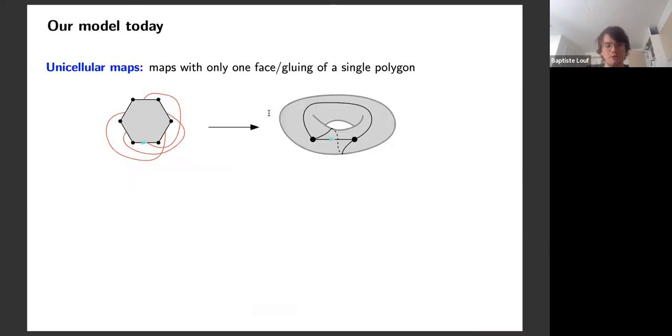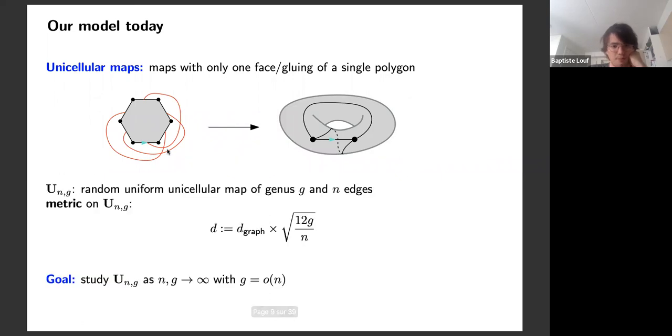Today I'm going to focus on a simpler model called unicellular maps. A unicellular map is just a map which has only one face. Basically, you take a single polygon and you fold it along itself to form a closed, compact, connected oriented surface. Here is an example of a unicellular map of the torus.